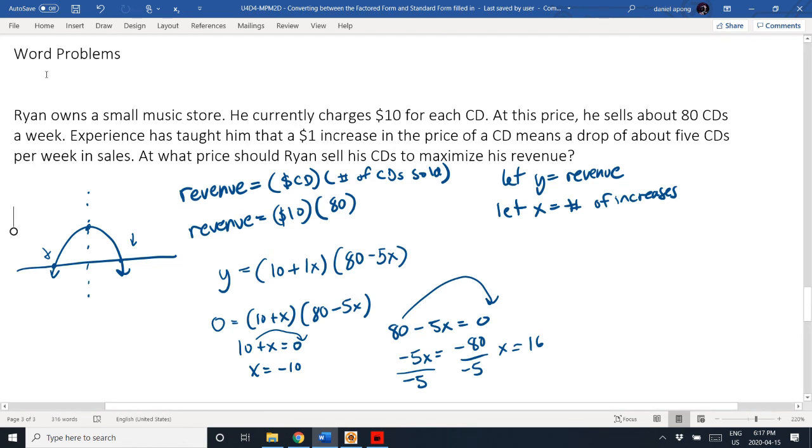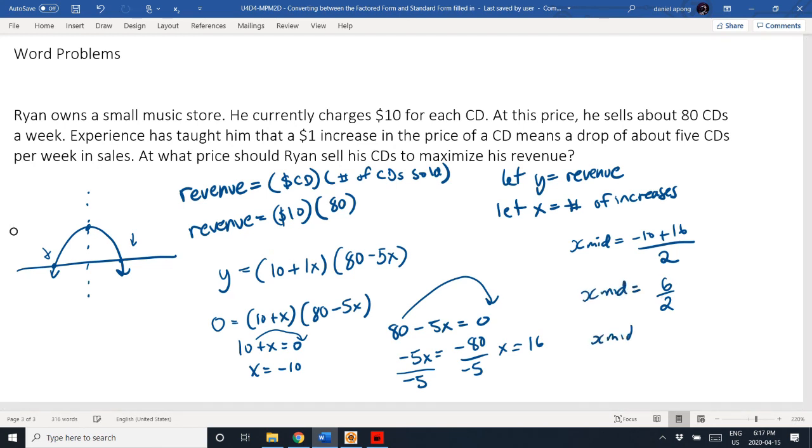So now we have to find the midpoint between there to find our maximum. To do that, we just do our X mid is equal to negative 10 plus 16, or X's, divided by 2. And we're going to do that. So we get 6 divided by 2 equals X mid. And so X mid is equal to 3. So to get our maximum value, he would need to have 3 increases.